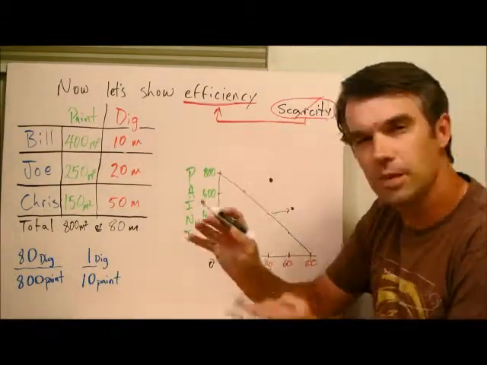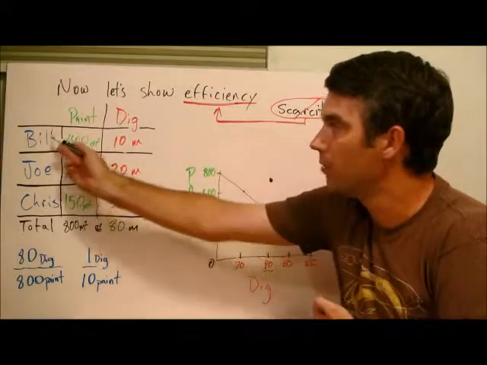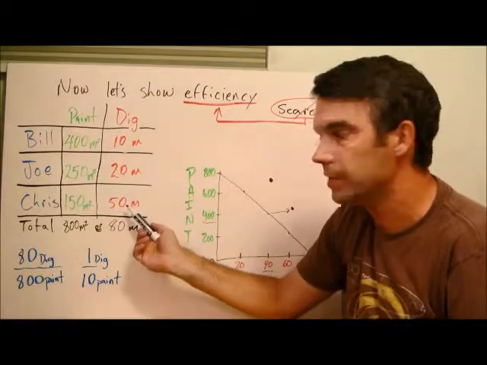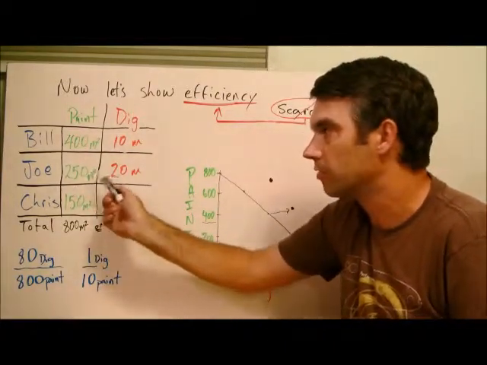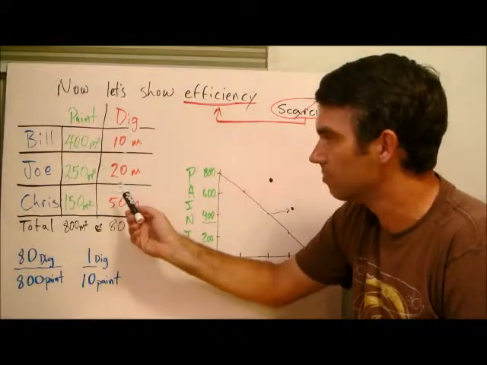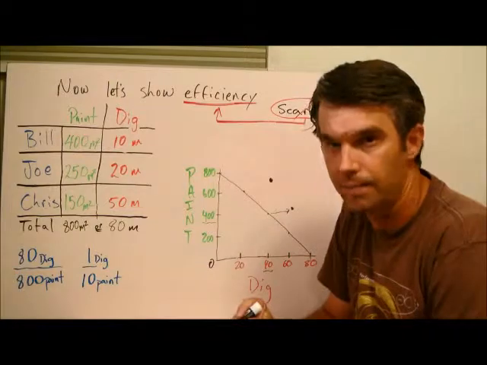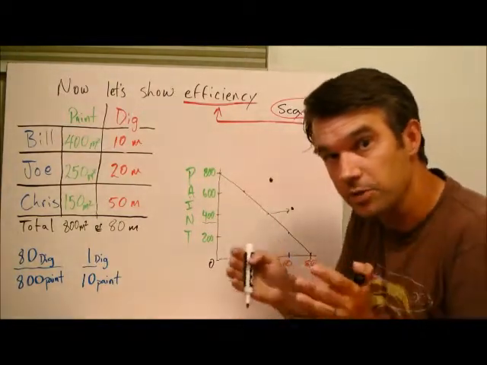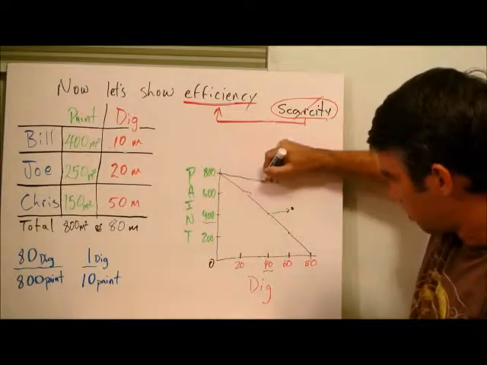Well, we can see that by breaking up the tasks and allowing people to do what they're better at, Bill is better at painting, we should let him paint. Chris is better at digging, we should let him dig. Joe's kind of a jack of both trades. We can see he's maybe a little bit better at painting than digging, so maybe he could split his time. So this line, which again in theory was 100% production, we can see that we can actually do better than that.